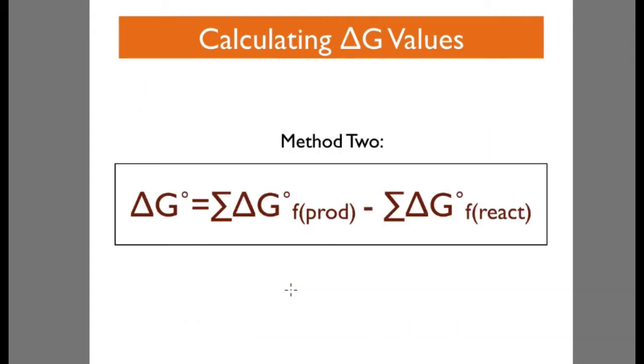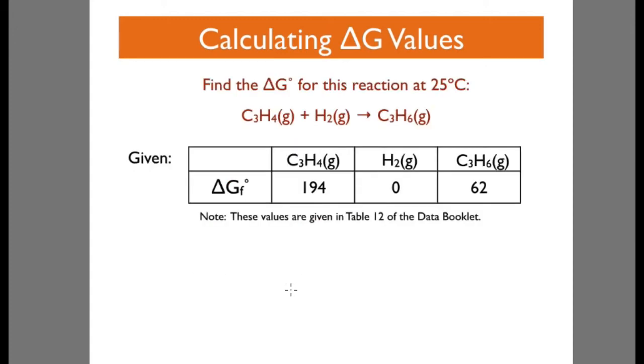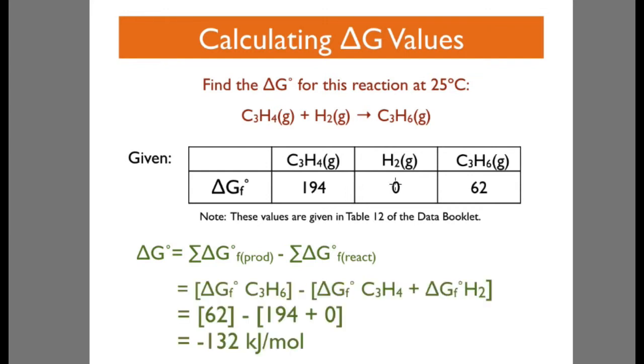Method 2. You can look at the sum of the change in free energy of the products minus the sum of the change in free energy of the reactants. And this can show up on exams. To find the change in Gibbs free energy for this reaction, 25 degrees Celsius, you get a little table there with all the information you need. And so you can write out the formula and just plug in the numbers.